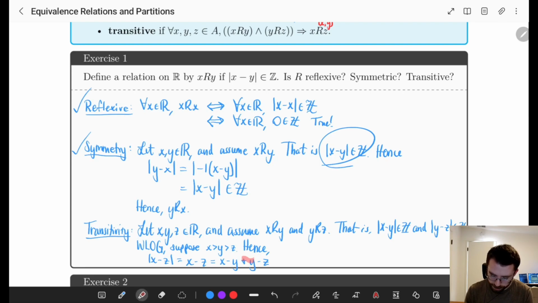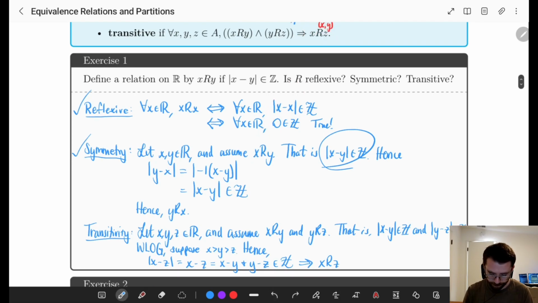So if the picture doesn't make sense, at least maybe this does, that I'm adding 0. It doesn't change anything, but this is great because x minus y is an integer, and y minus z is an integer. Again, x is bigger than y is bigger than z, so I don't really need absolute value bars there. In any case, an integer plus an integer is an integer. So that's saying x is related to z, which is what you want to show to prove transitivity up here. Check. All right, so we get all three for this relation.